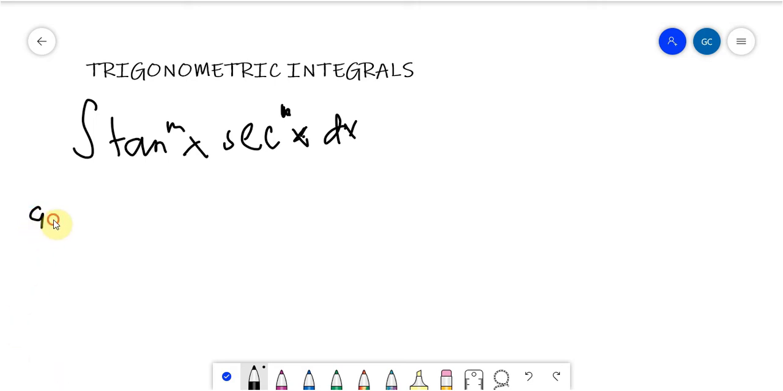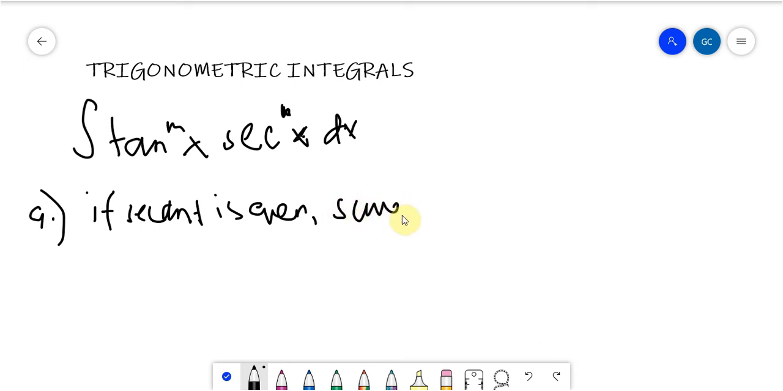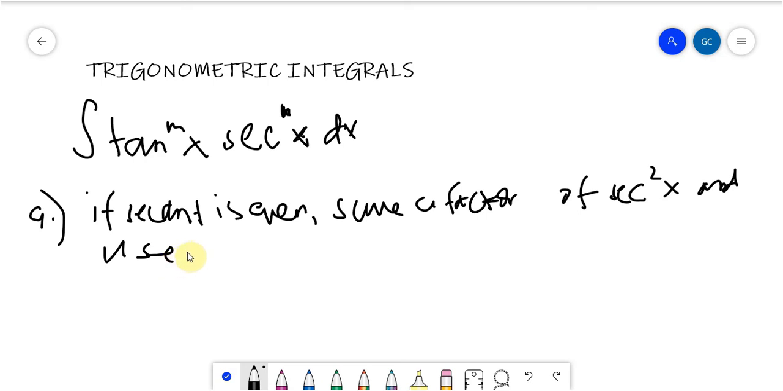So we have condition number 1, or let's call it A. If the power of secant is even, save a factor of secant squared x and use secant squared x is equal to 1 plus tangent squared x.